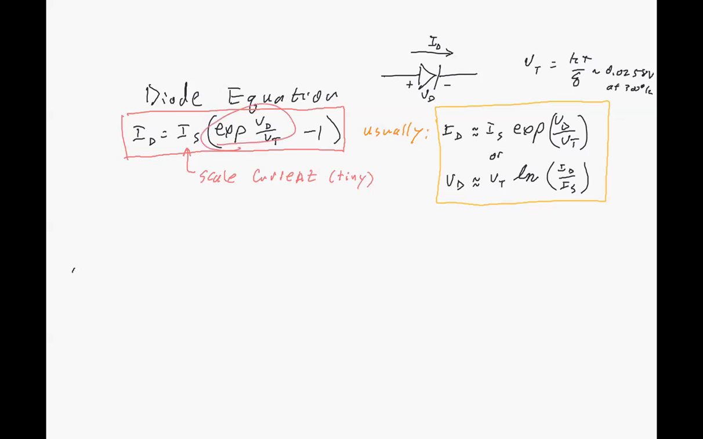Now note, this is not ID is equal to IS e to the VD over VT minus 1. It's not this. Never write it that way. If you do that, you'll really end up with lots of trouble. So that's the diode equation.